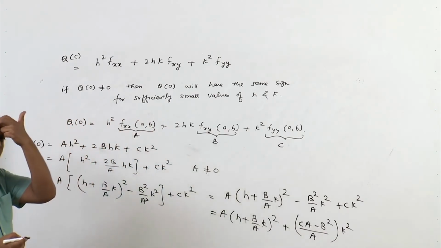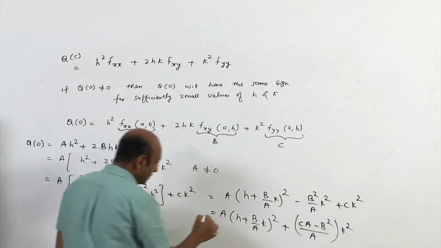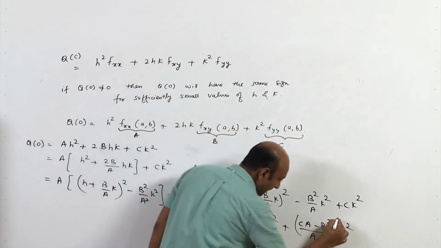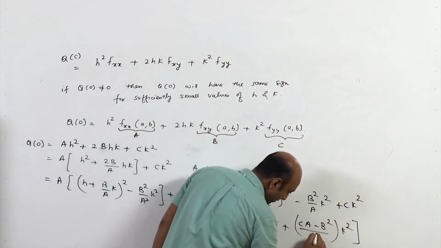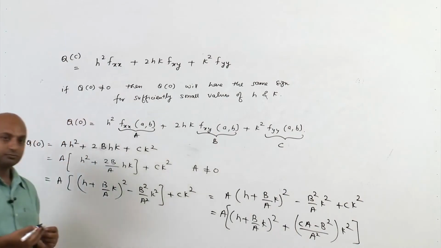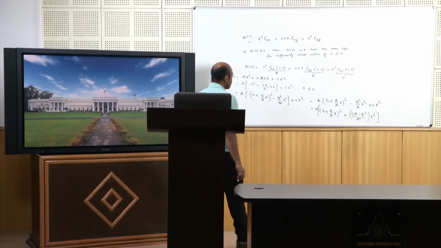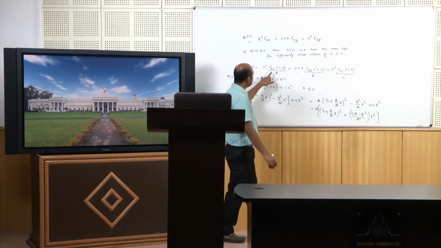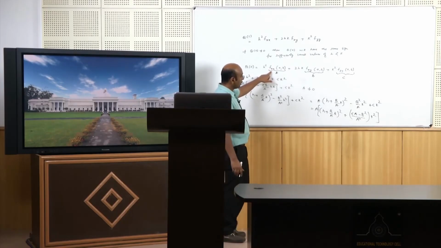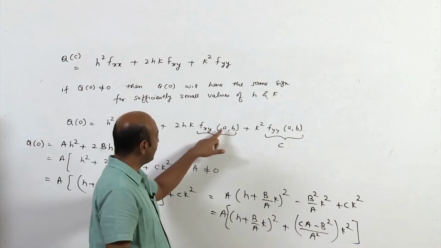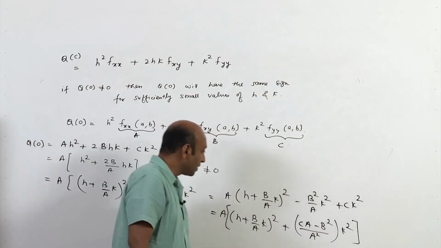So, if you take A common from the entire expression, this will be A square. Okay. Now, what is A? A is f x x at a comma b. What is b? B is this value and c is this value.